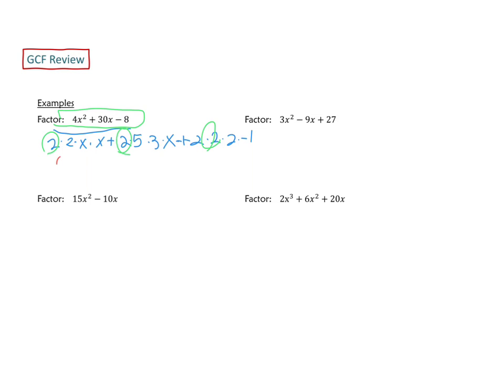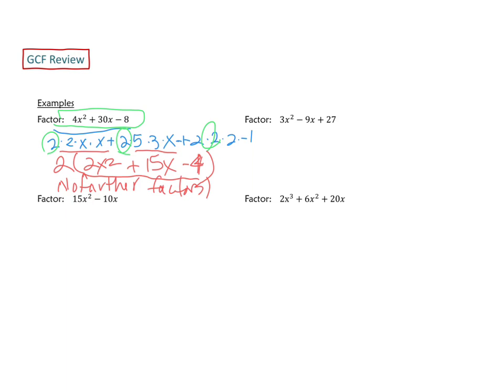If we pull out the 2, we are left with 2 times x, so 2x squared, plus 3 times 5 times x, so that would be 15x, plus 2 times negative 1 times 2, which is negative 4. If we look at 2x squared plus 15x minus 4, what two numbers multiply together equal negative 8 but added together equal 15? Can't do that, so there are no further factors. 2 times 2x squared plus 15x minus 4 is our final factored amount.